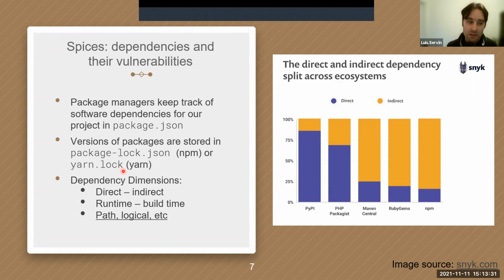And if a different version is installed than the one you tested, it's non-deterministic. You don't know if everything will work. And this brings us to something that is very peculiar in the Node environment, which is this dependency dimension. So as I said here, the first dimension is that you have direct dependencies and indirect dependencies.